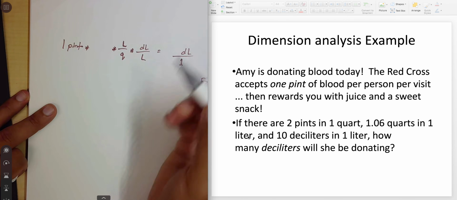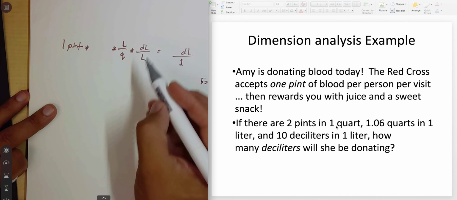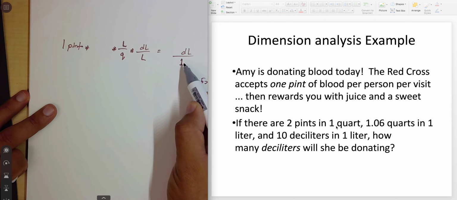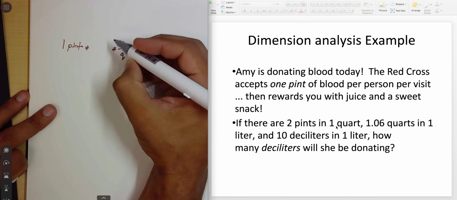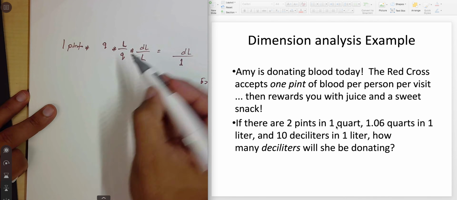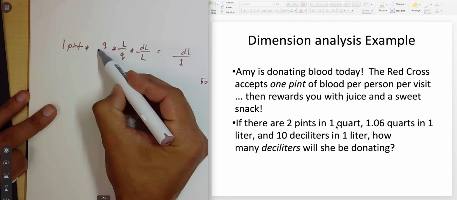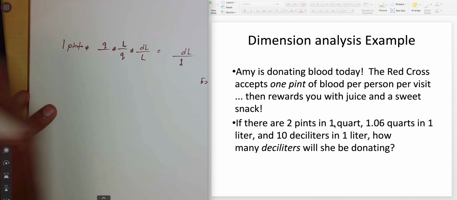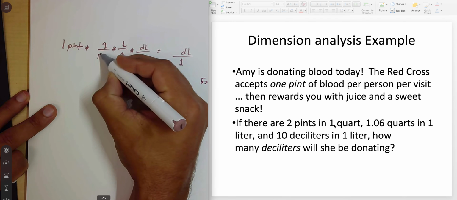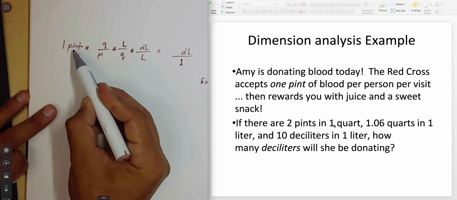Let's go one step back. How many pints in quarts? Well, quarts. Is quarts a denominator in our final solution? No, I just want deciliter by itself. So I'm going to need to get rid of quarts. To get rid of quarts on the bottom, I'm going to cross cancel it with quarts on the top. Now I can say there are 2 pints in a quart. So now I'm going to have pints down here, and this pint is going to cross cancel with this pint.